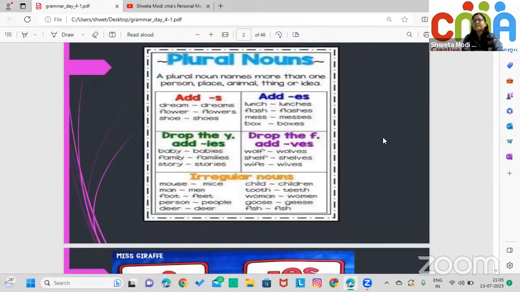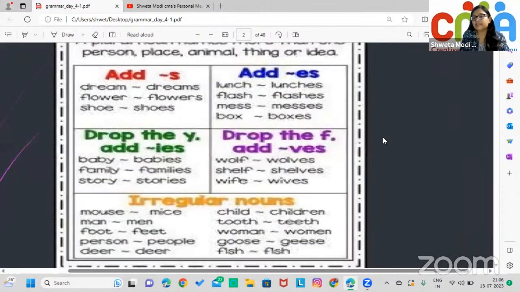Now, plurals. We know that regular ones take S. Normally we add S, but if the word has a hissing sound, which can come from ch, sh, double s, or x, you cannot put only S, because otherwise you will not be able to even speak the word lunch. We cannot say it like that. So it will be lunches, flashes, messes, boxes. We use es when you have any hissing sound.